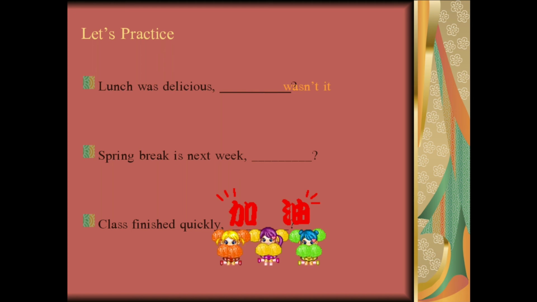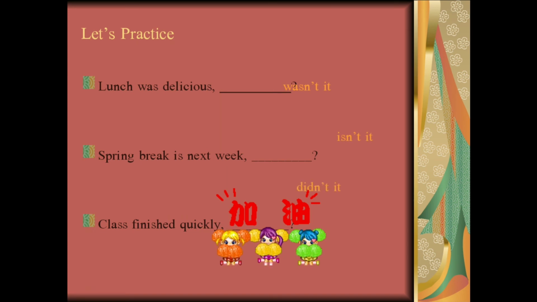Great. Spring break is next week. This is the main sentence, and we have the auxiliary verb is, put it in negative, isn't. And spring break here means it. So, isn't it? Great.